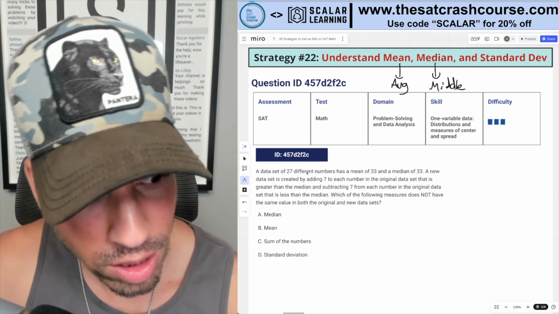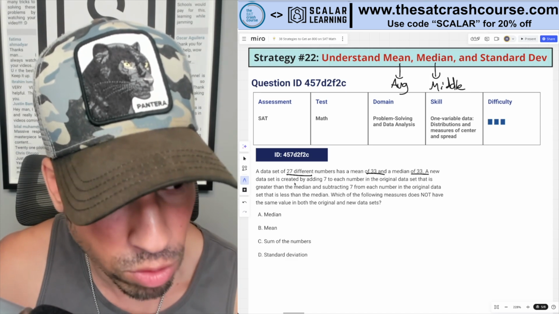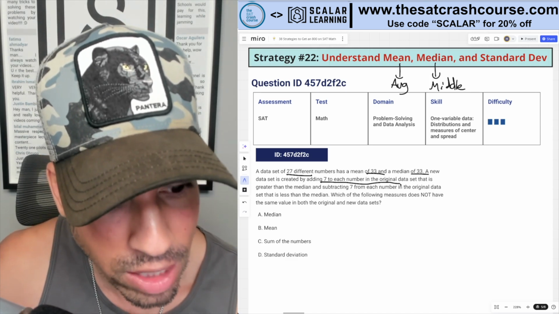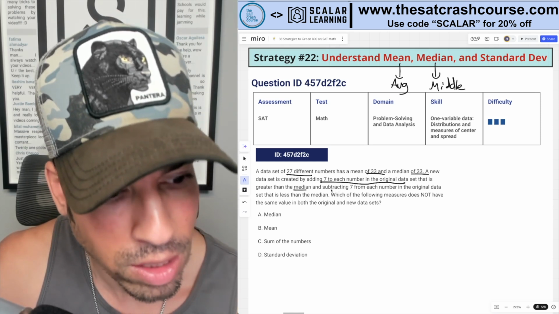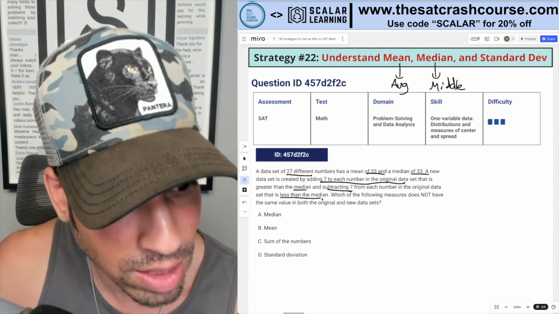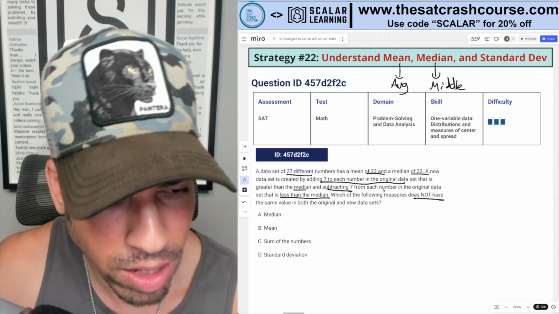Now let's read the question. It says a data set of 27 numbers has a mean of 33 and a median of 33. A new data set is created by adding 7 to each number in the original data set that is greater than the median and subtracting 7 from each number in the original data set that is less than the median. Which of the following measures does not have the same value in both sets?